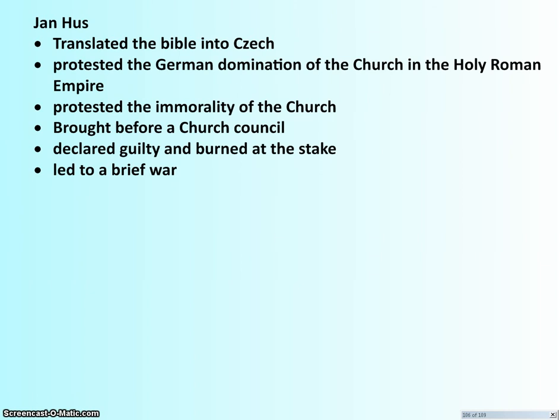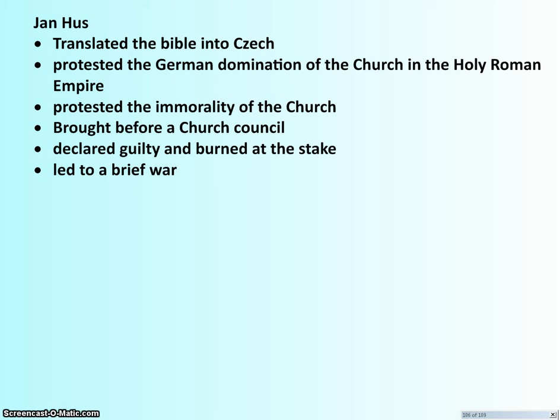You have another one. This is farther east in what is now modern-day Czechoslovakia, a man named Jan Hus. Okay, he translates the Bible into Czech, and he protests the German domination of the Church of the Holy Roman Empire, that kind of precursor to the German Empire of the later times in modern-day Germany. It's the remnants of Charlemagne's old empire. He protests the immorality of the church.